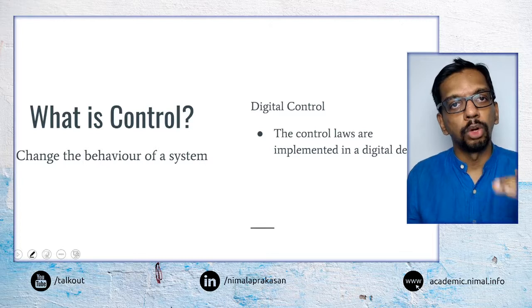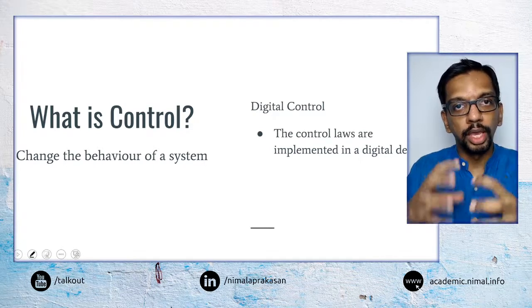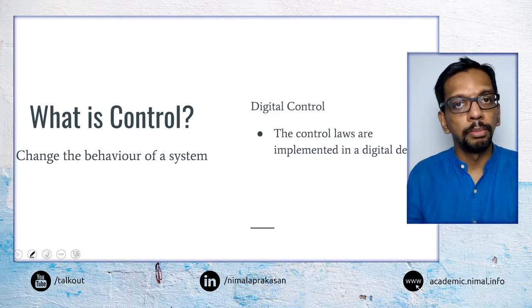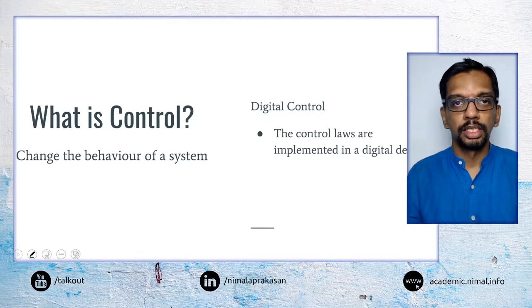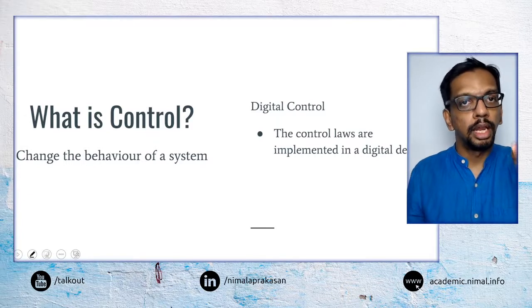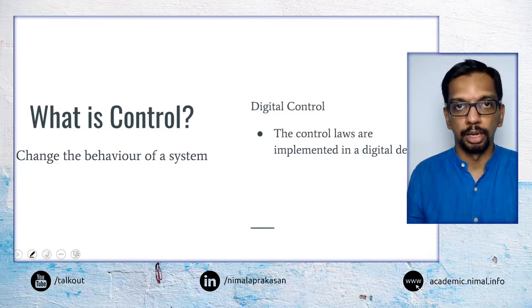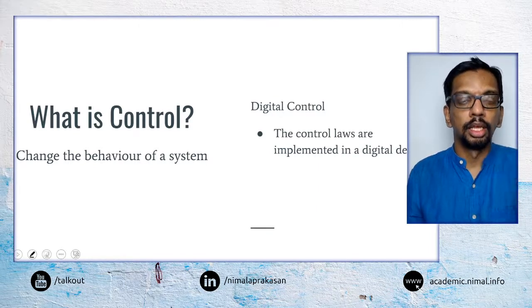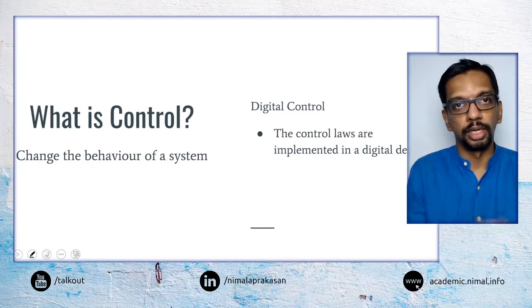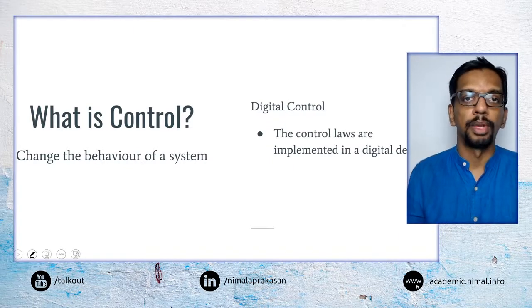But when we think about digital control, the main difference is the control laws, or the way the control is happening, will be implemented in a digital device. Say, for example, in the case of a fan, normally when you turn the knob, it is an electrical or electromechanical function that is changing the speed. There are no electronic components or digital components. It is just changing the position to a different place, and the motor is getting a different amount of current, or a different instruction, and it is performing differently.